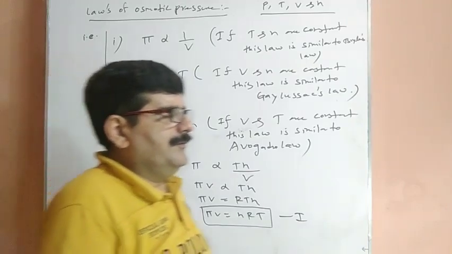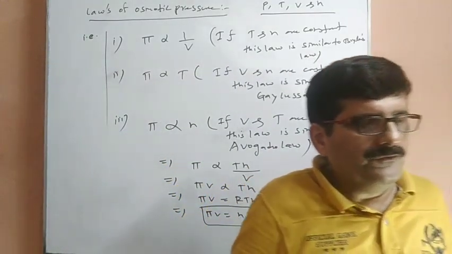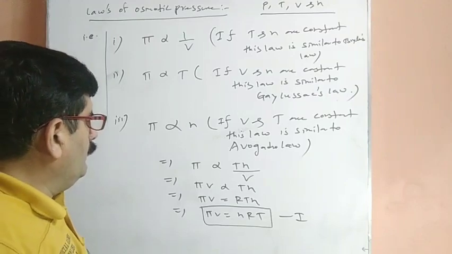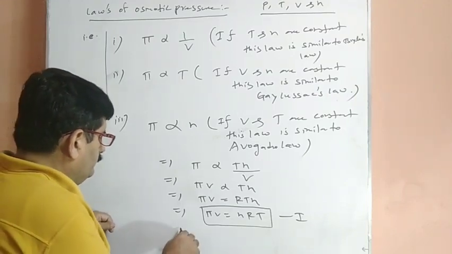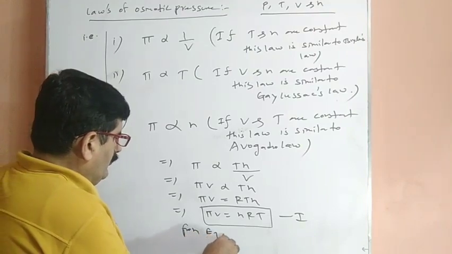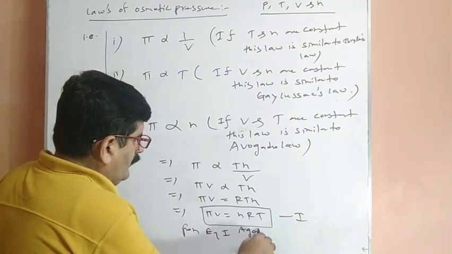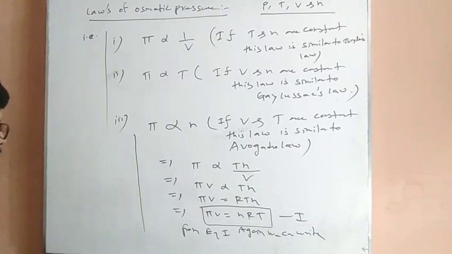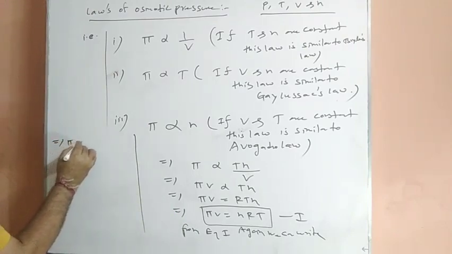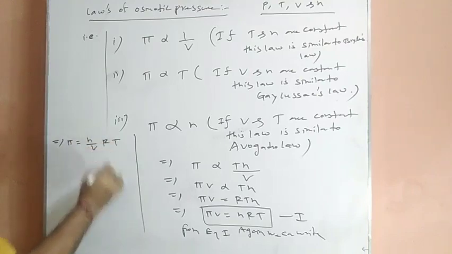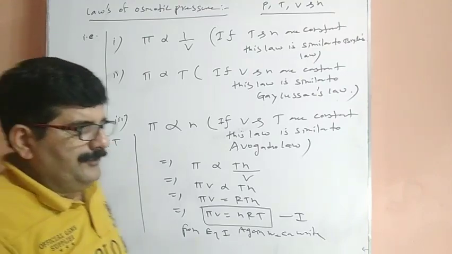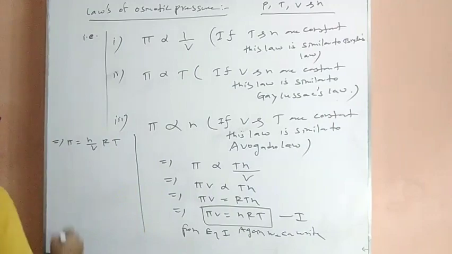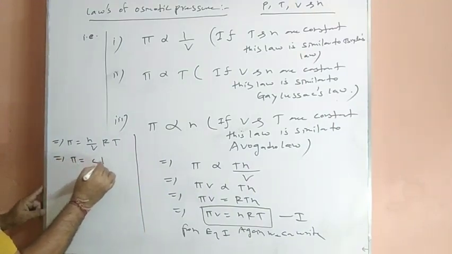This equation is similar to the gaseous equation known as what? Ideal gas equation. From equation first, again we can write pi is equal to N by V RT. N by V is nothing, it is said to be what? Molar concentration. So again we can write pi is equal to CRT.